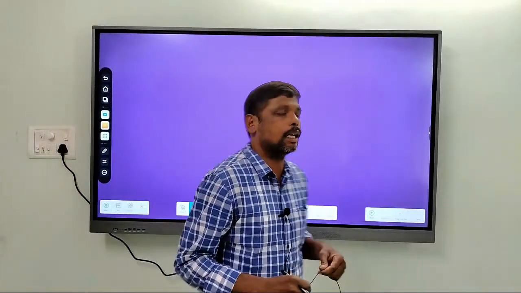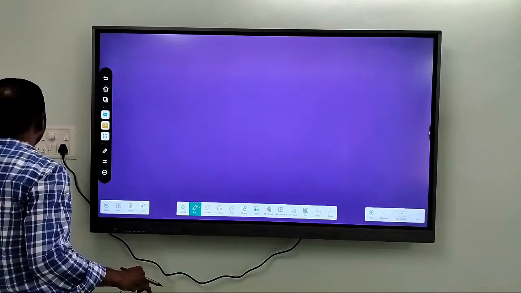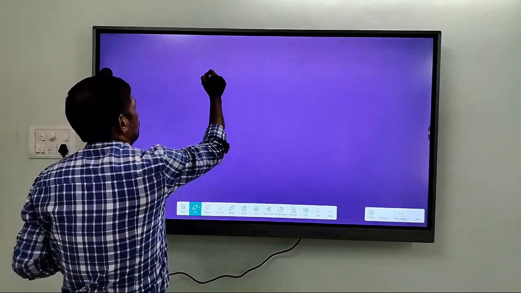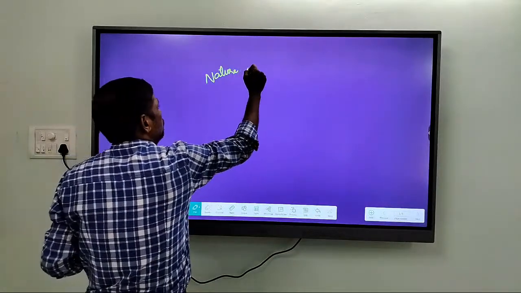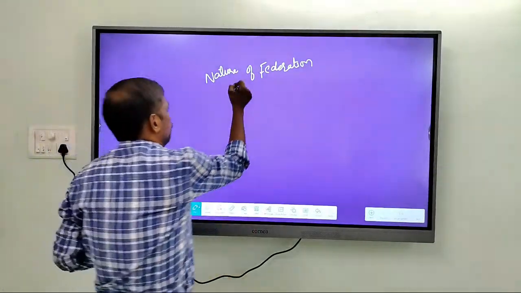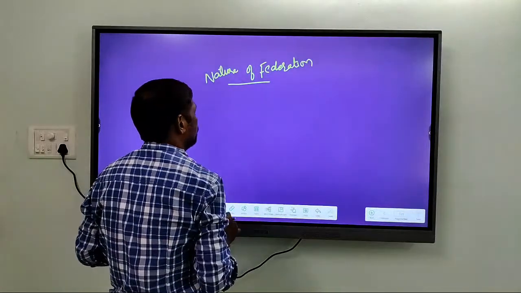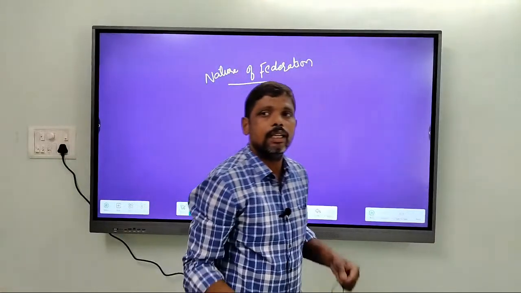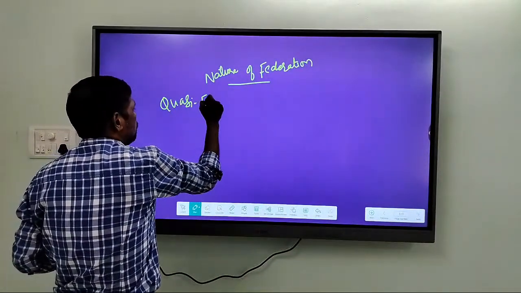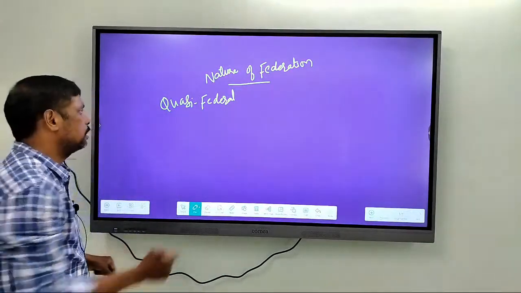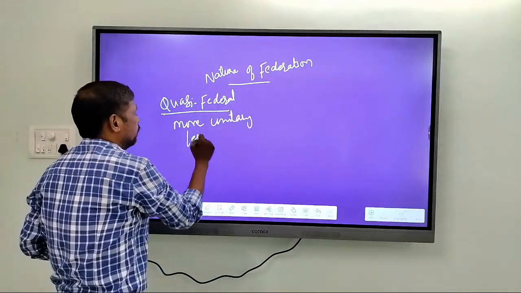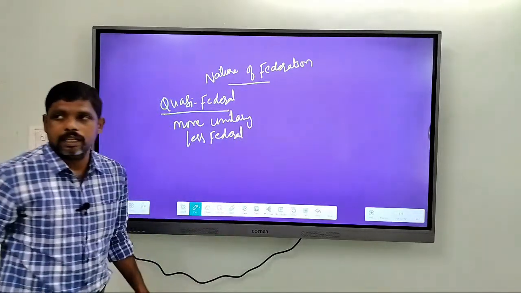So coming to today's class, we had a discussion on the nature of federation. The topic that we are talking about is Indian Federation. In the previous class, we compared the features of Indian Federation with that of a true federation, and ultimately we concluded that India is not a true federation. So India is a quasi-federal system, a quasi-federal nation with centralizing tendency. That is, India is more unitary and less federal.